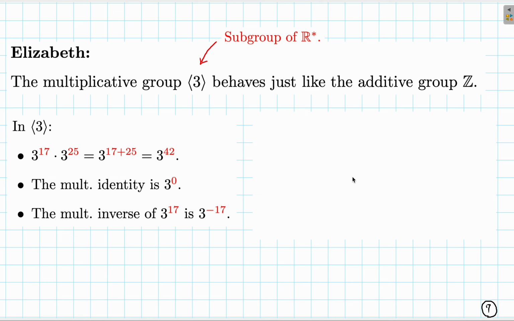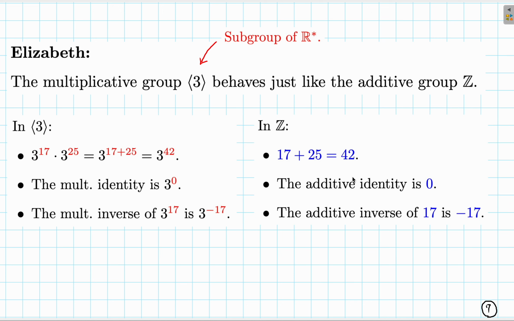Now, what's the additive counterpart in Z of all those statements? Well, 17 plus 25 is 42 in Z. The additive identity is 0. The additive inverse of 17 is negative 17. And so addition in Z certainly feels like multiplication in ⟨3⟩.